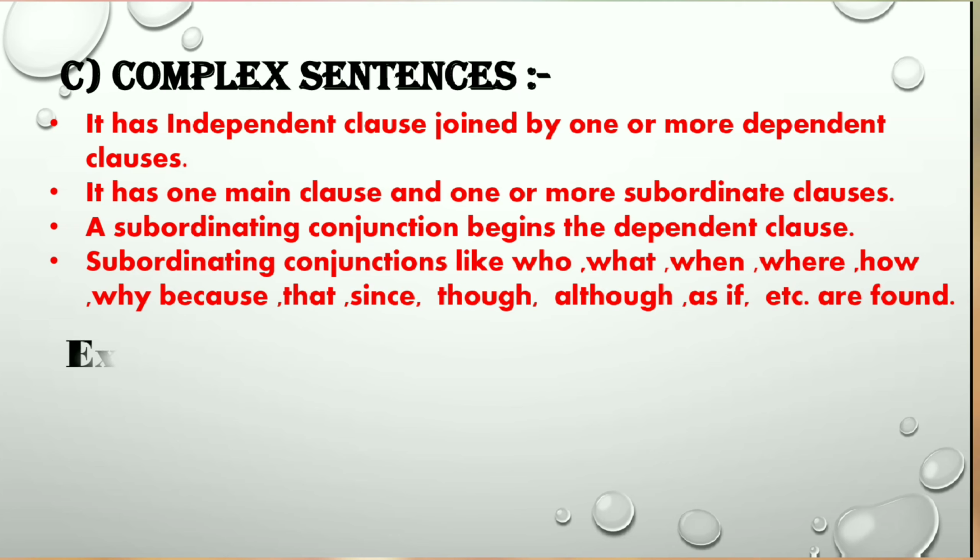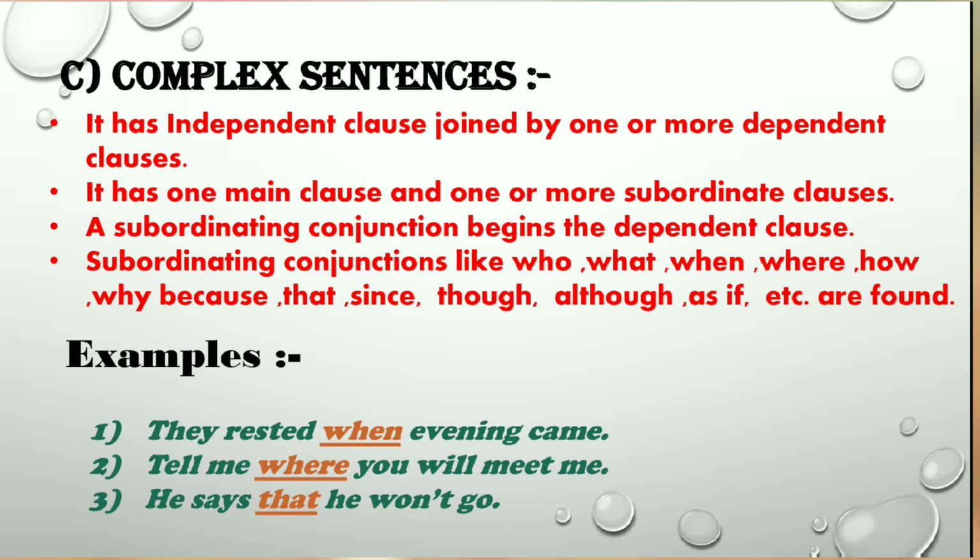Now, let's see some examples. They rested when evening came. In this sentence, they rested is the independent clause. When evening came is the dependent clause which depends on the main clause they rested for its meaning, and when is the subordinating conjunction. Let's see the second example.